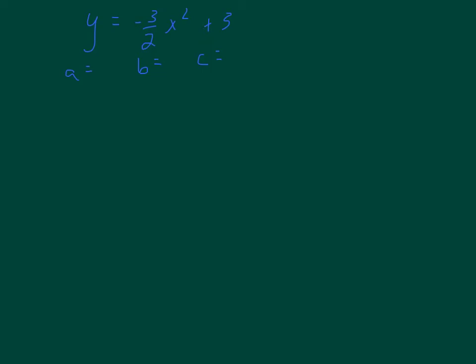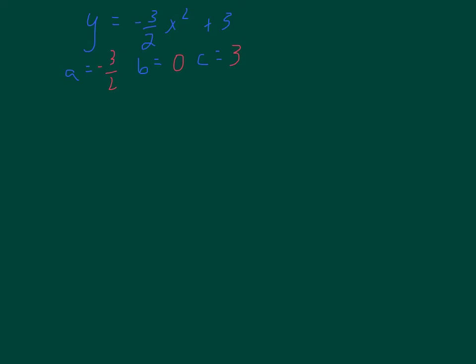First thing I want to do is just identify my coefficients. So I got my negative 3/2. B is not there, so 0 times x would be the only way that would happen, right? So B is 0, because it's missing, and C is 3.